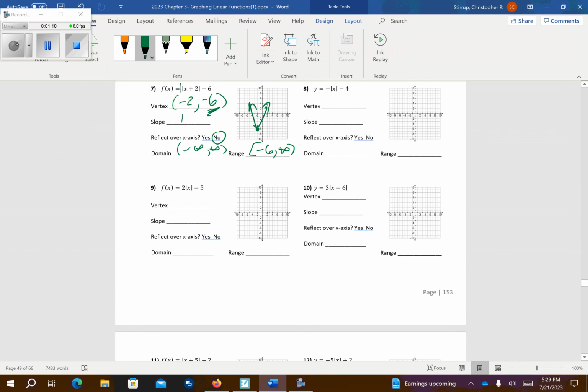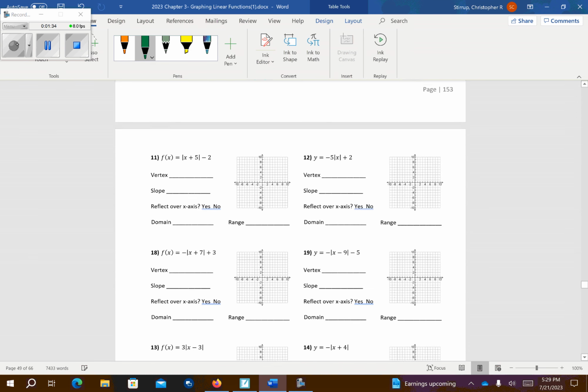Number 9, our vertex, because it's going to go down 5, so 0, negative 5. It doesn't go left or right because there was nothing grouped. Our slope is going to be 2, so I'm going to go right 1 up 2, left 1 up 2. Reflect over the x-axis, no. Domain, negative to positive infinity. Our range, look at that. It's going to go negative 5 to infinity. Notice we're using square brackets, so just note that.